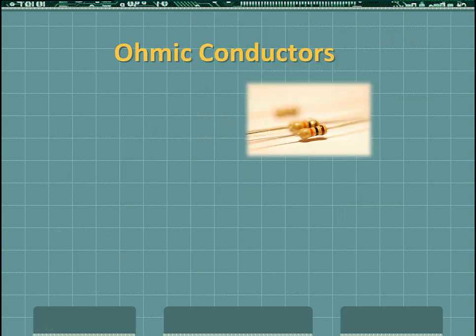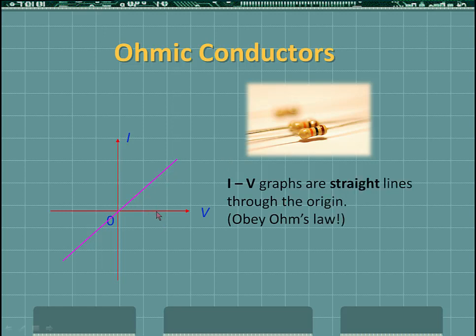Next, we want to talk about what are called ohmic conductors. Big fancy word. An ohmic conductor is just something that obeys Ohm's law. That's all it is. So in this case, we have a graph of current versus voltage. And an ohmic conductor is a straight line. It's a linear relationship, directly proportional. In this case, it's obeying Ohm's law because if you have, let's say, twice the voltage, you're going to have twice the current flowing through there. If you have 3 times, you're going to have 3 times the current, etc.